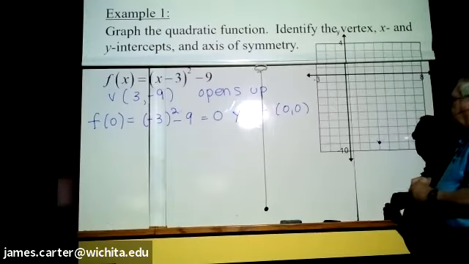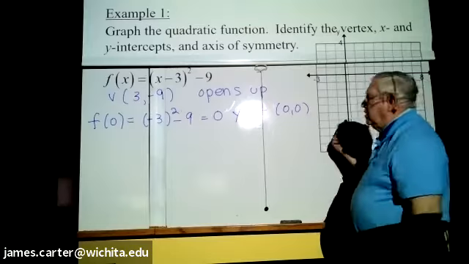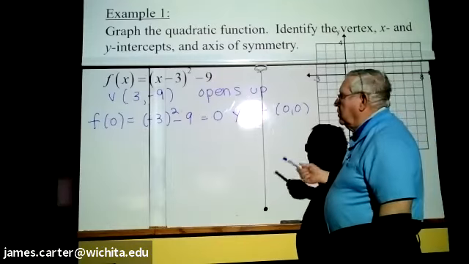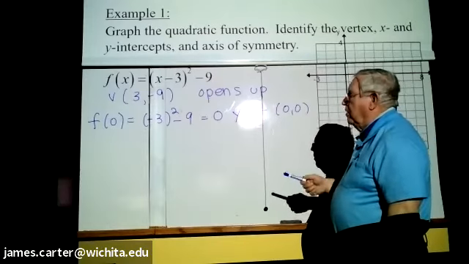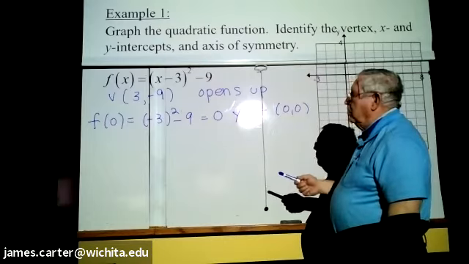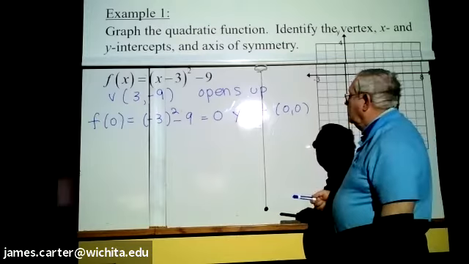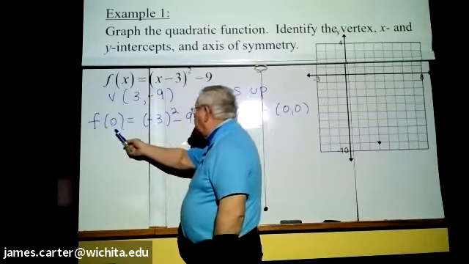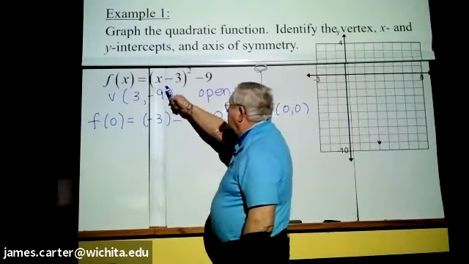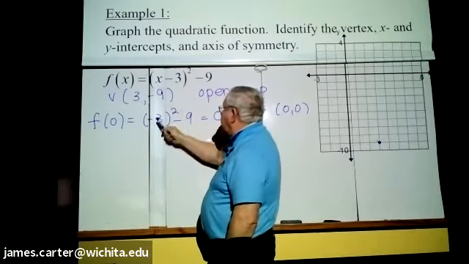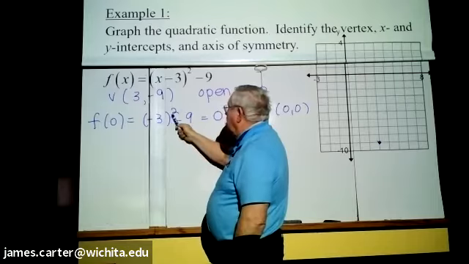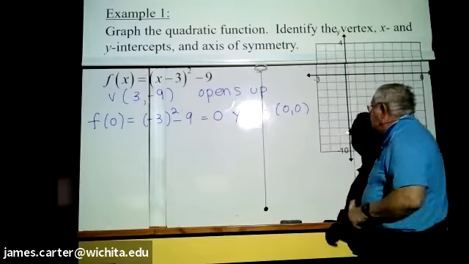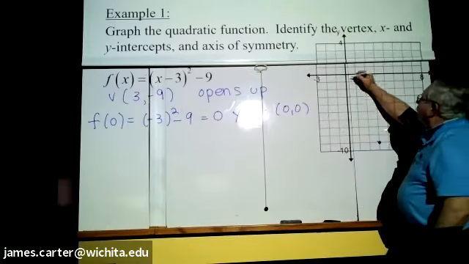Now, the other thing that we might want to know to make graphing this easy, so we don't have to plot a bunch of points, and so we don't have to convert it to standard form and then factor it, is the y-intercept. To find the y-intercept, we replace x with 0 in the equation. 0 minus 3 is negative 3. Negative 3 squared is 9. Minus 9 happens to be 0. So that gives us the point 0, 0 right here.